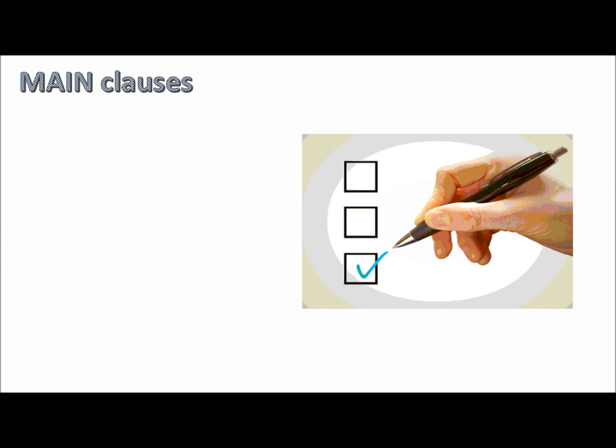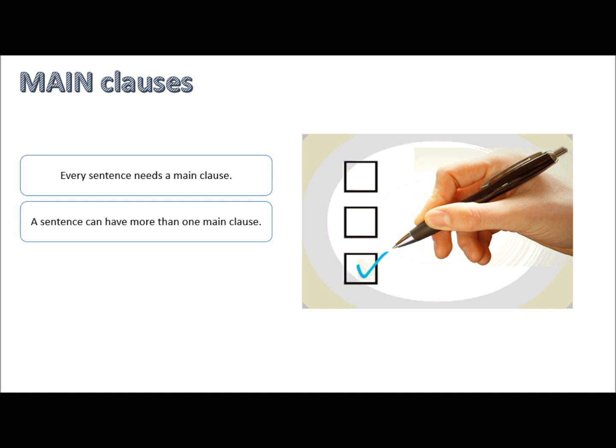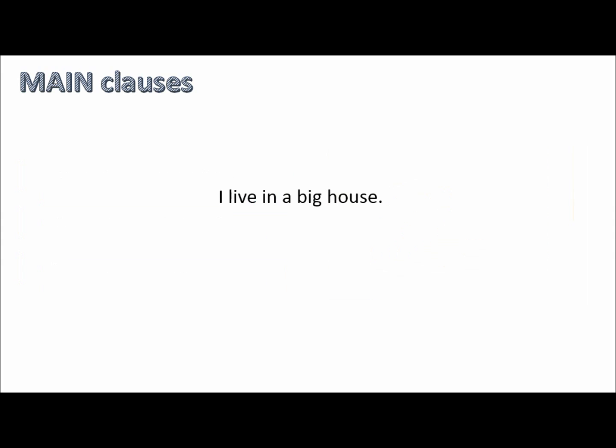A main clause. Every sentence needs a main clause. A sentence can have more than one main clause. A main clause can stand on its own as a sentence.